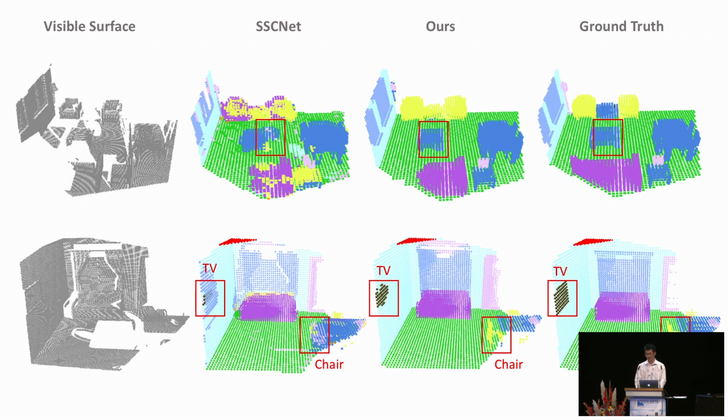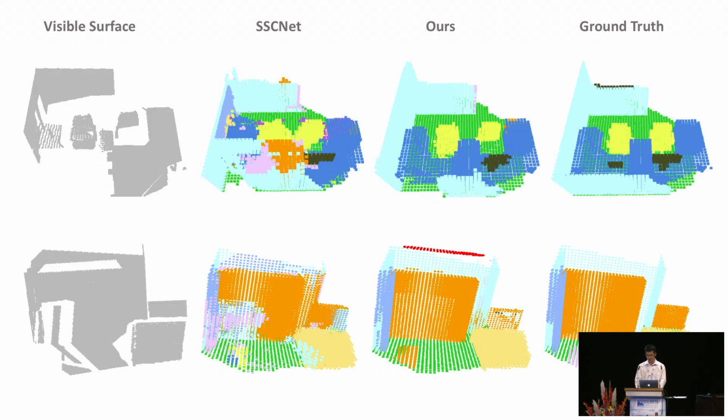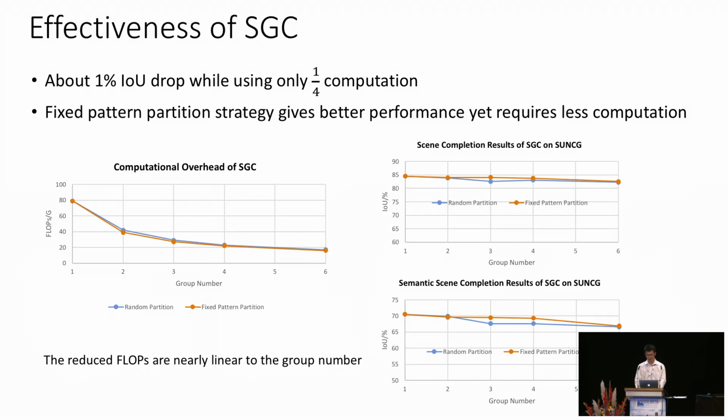There are some visualization results. Obviously, our network produces better results compared to previous work, such as the object boundaries in the figure above and TVs and chairs in the figure below. Here are more results.